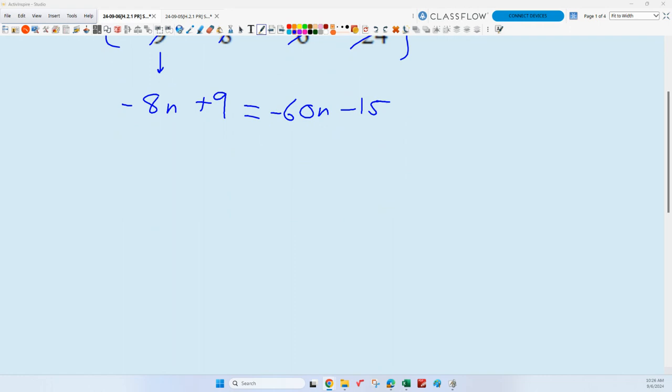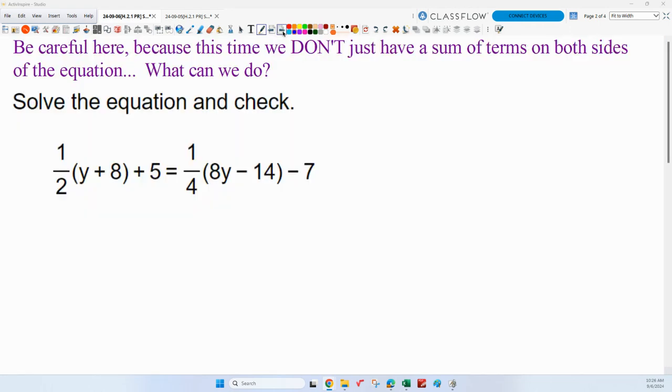Now we've got it into a simple linear equation with integer coefficients. We just collect the like terms, collect the n's on the side where we get a positive coefficient and isolate the n, right? And you guys will get plenty of practice with that. I won't even waste your time on that one.